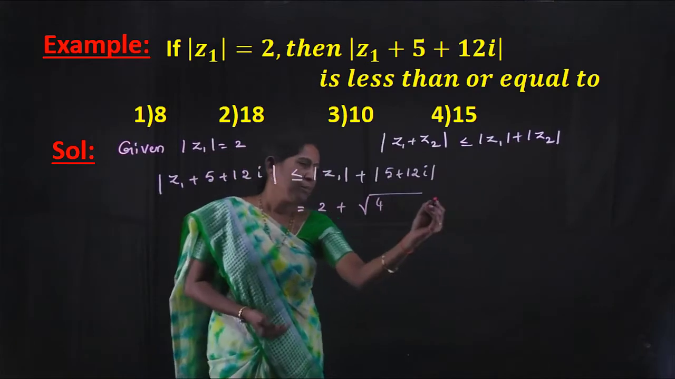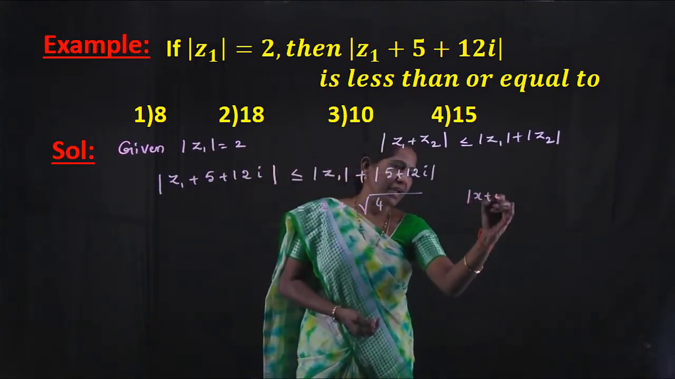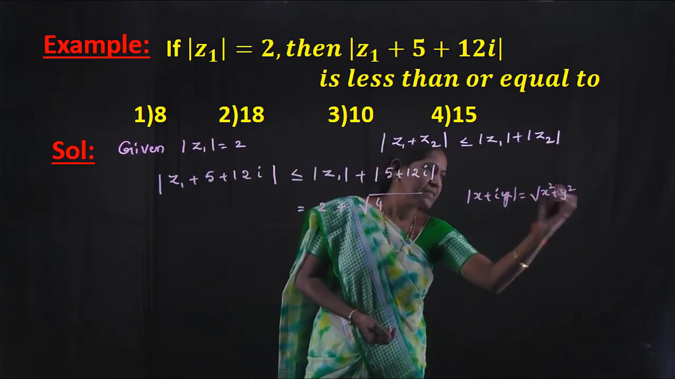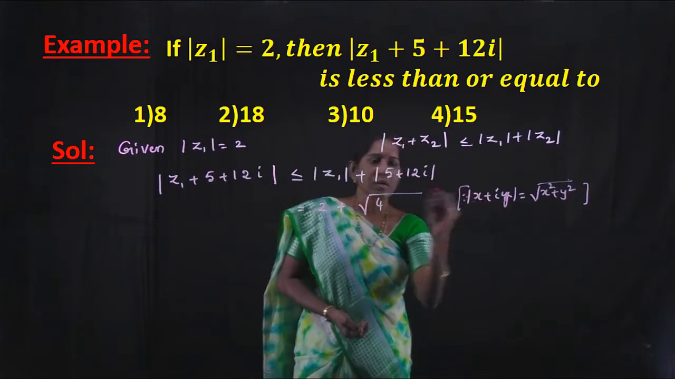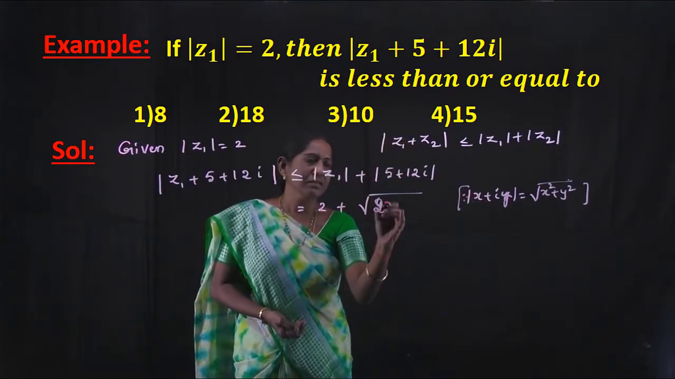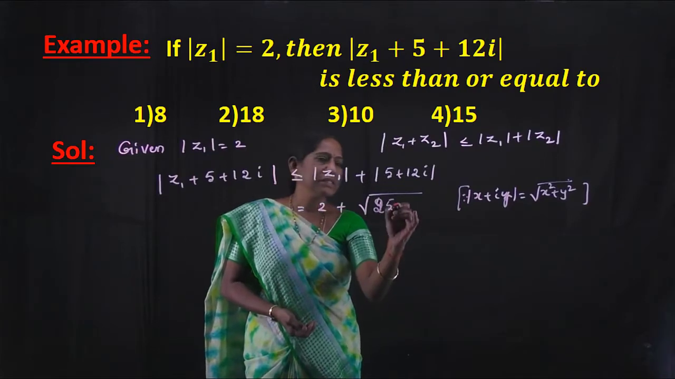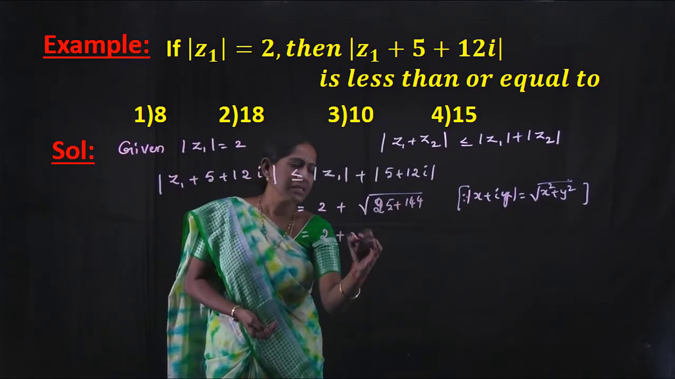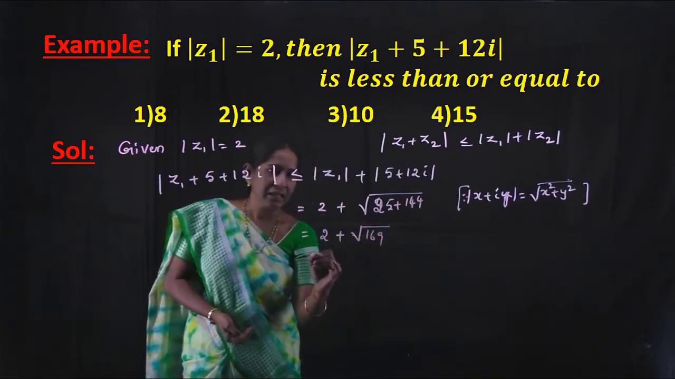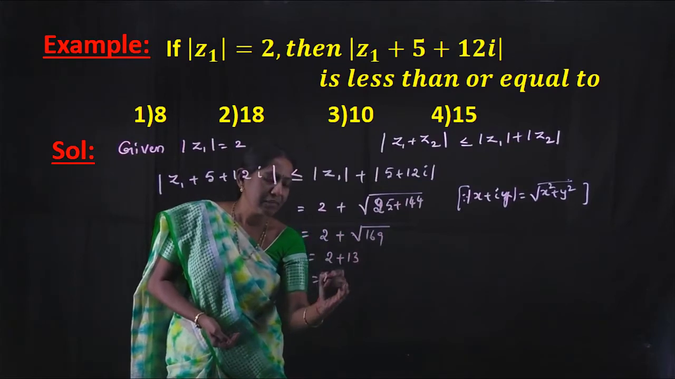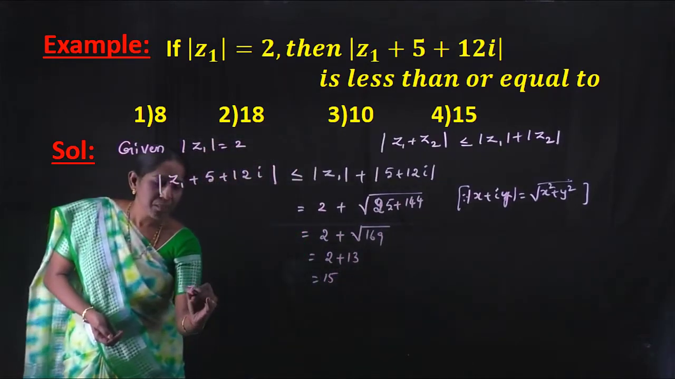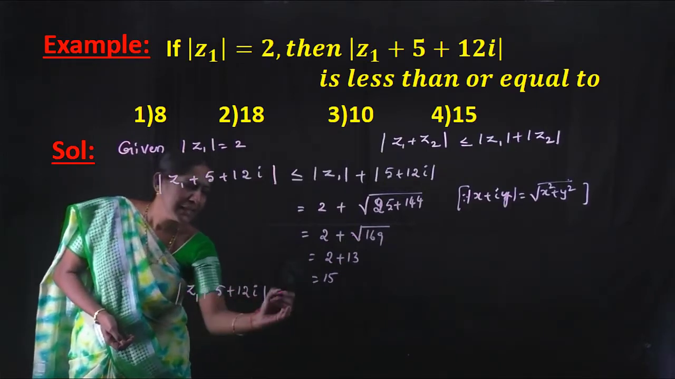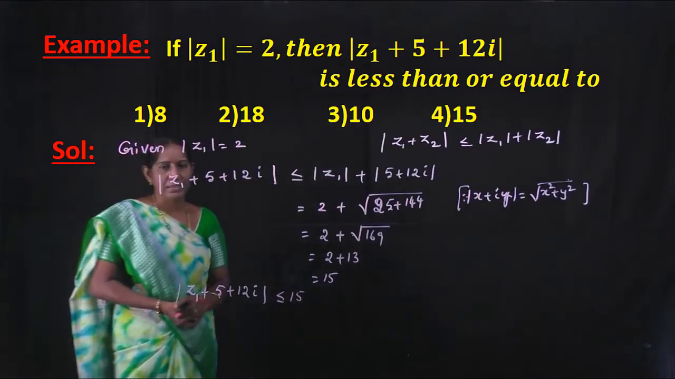By applying modulus of x plus iy is equal to square root of x square plus y square. So root of 5 square, that is 25, plus 12 square, 144. So this value is 2 plus square root of 169. So 2 plus 13, the value is 15. Therefore, modulus of z1 plus 5 plus 12i is less than or equal to 15.